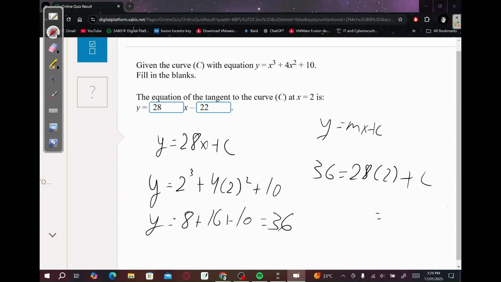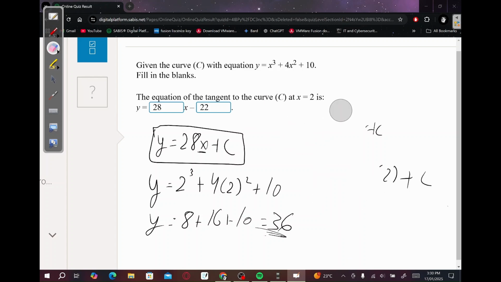Okay, so this is where we are now. If you didn't understand the step, let me just re-explain. So we have this equation, right? y equals 28x plus c. Our y value, we need to find it. We found it to be 36. So 36 is equal to, and x was 2, so 28 times 2 to find c. We did this to find c. Okay. So why did I erase that? 36 is equal to 28 times 2 plus c.